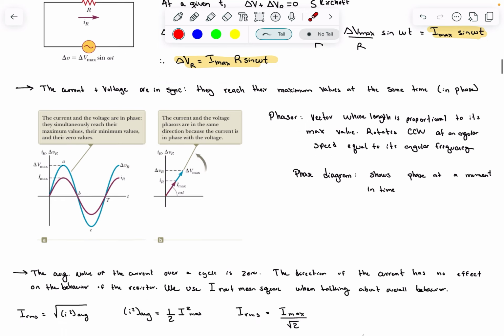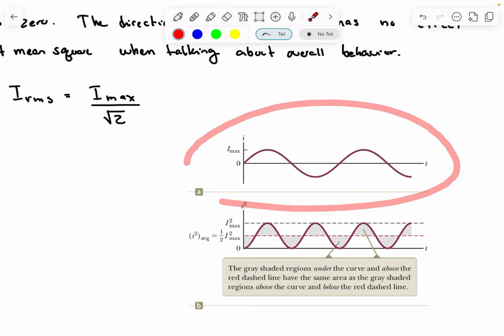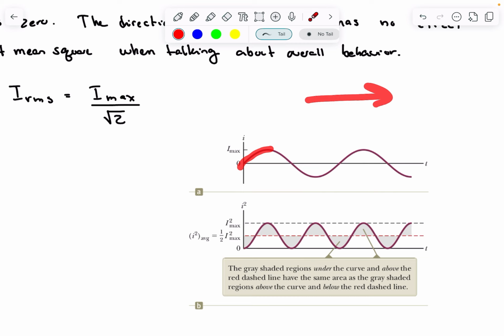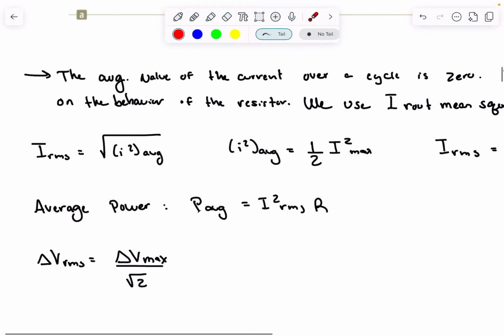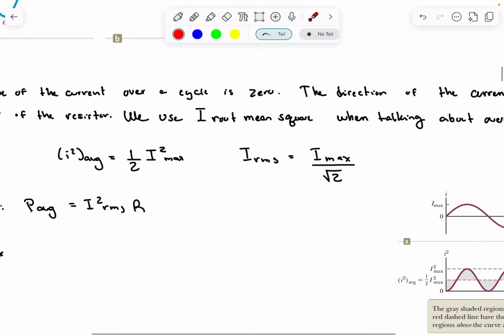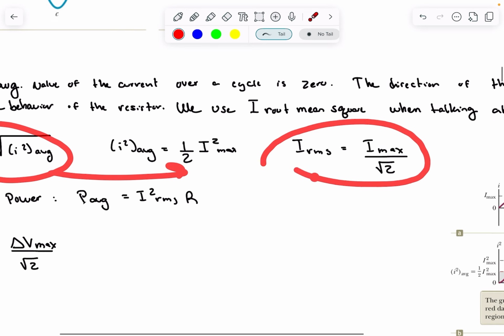Now something to keep in mind here when it comes to AC circuits is that talking about the average current is not really useful. If we look at this graph here, we see that the current is positive when it's going out in one direction, and then it's negative when it's going in the other direction. If we were to average all of this out, we would just get a value of 0. So instead, what we talk about is the RMS, or root mean squared current, where what we do is take all the values of the current, we square them, we take the average of that, and then we take the square root of that whole thing. So I RMS is equal to I max over square root of 2. All I did was simplify this a little bit, and I get this value here.